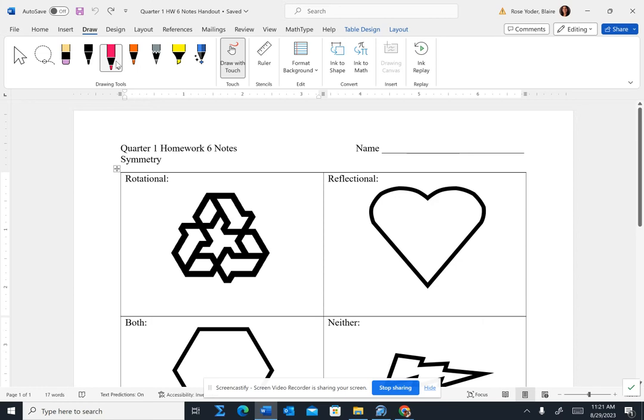Hi, everybody. Let's learn a little something today about symmetry. There's two main kinds of symmetry that we're going to look at, rotational symmetry and reflectional symmetry.